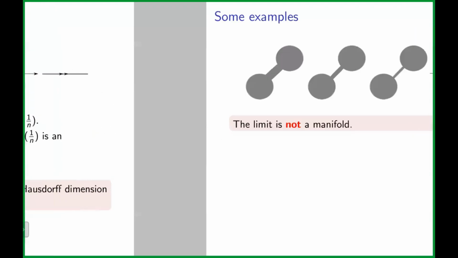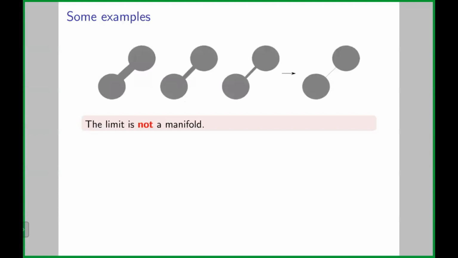But some other things can happen. A second example: you take two spheres, you join them with a cylinder, and you make that cylinder thinner and thinner. So in the limit, you have the two spheres joined by a segment. And so the limit is clearly not a manifold. So even though all of the elements can be taken to be very smooth and very nice, the limit might not be so nice.